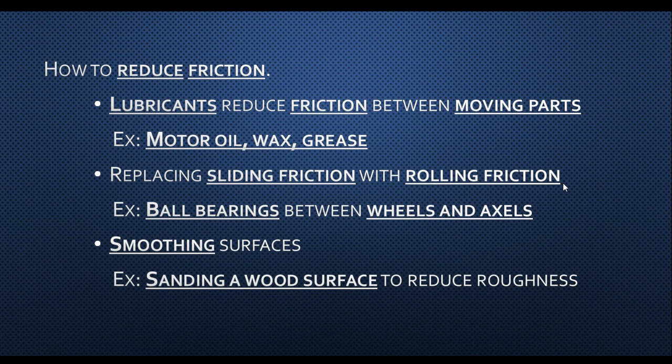Another thing you can do is replace sliding friction with rolling friction. So let's say you have that wooden block again, right? Now you want to lower the friction, put some wheels on it, make it roll instead, and that will help. Another example for that is using ball bearings in between wheels and axles. That really helps to reduce friction. You can also smooth surfaces. So this is where sanding a wood surface really makes it smoother, and it can cause things to move faster or more easily. And that will reduce the roughness.